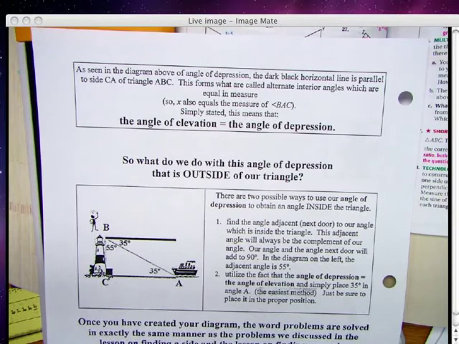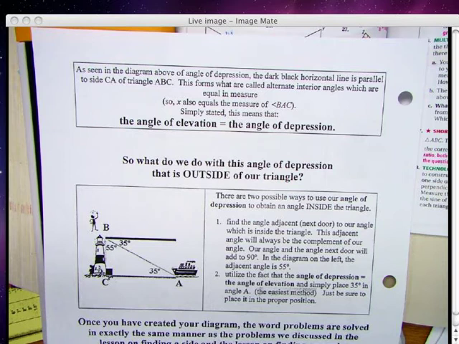As seen in the above diagrams of angle of depression, the dark black horizontal line is parallel to CA in triangle ABC. This forms what are called alternate interior angles, which are equal in measure. So X also equals angle BAC. See how it's two parallel lines cut by a transversal, alternate interior angles? The angle of depression and the angle of elevation equal the same thing.